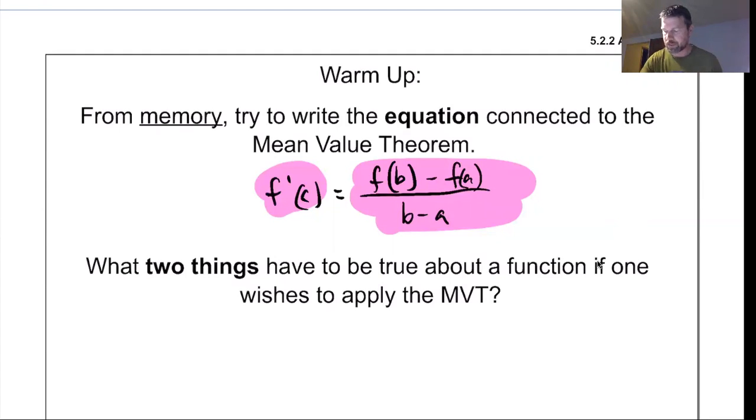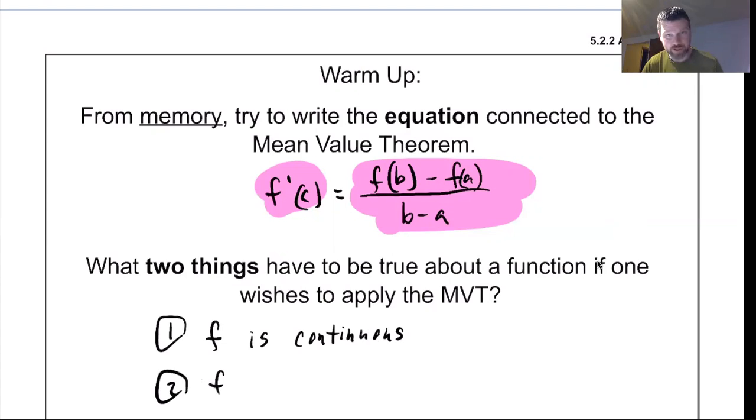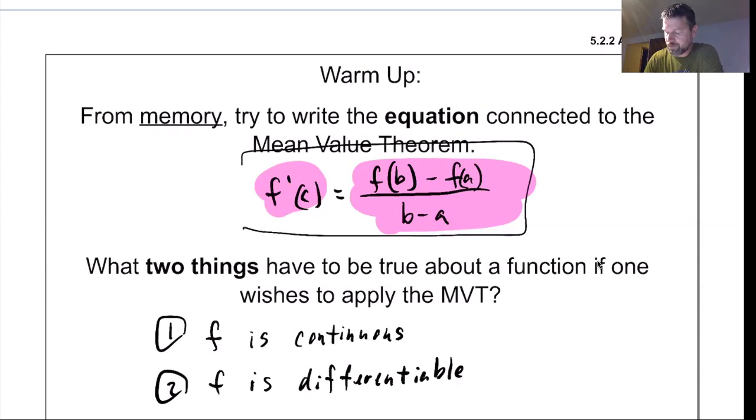The two things that have to be true for that to apply are number one, the function is continuous, and number two, the function is differentiable. As long as you have a function that is both continuous and differentiable, then the mean value theorem applies. For any interval from a to b, there is some value within that interval where the instantaneous rate of change is equal to the average rate of change.